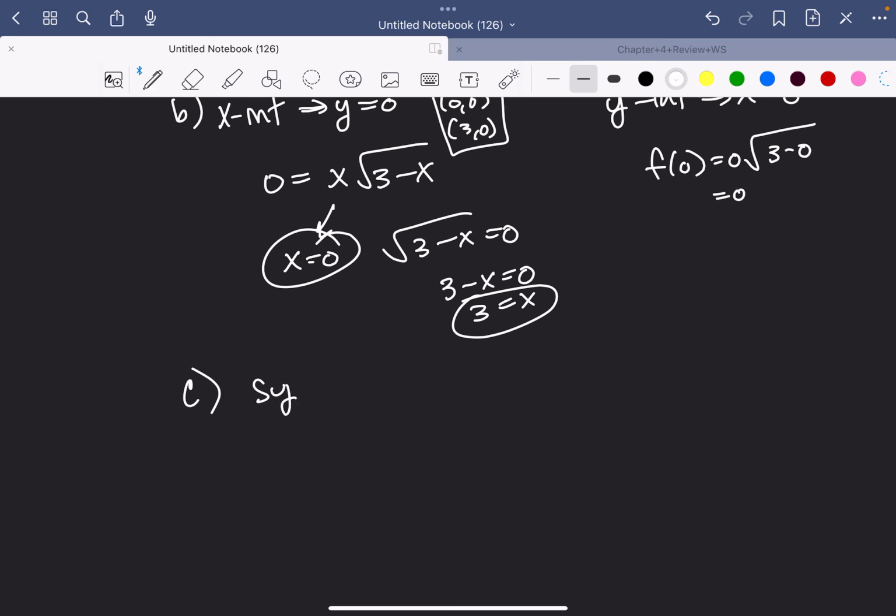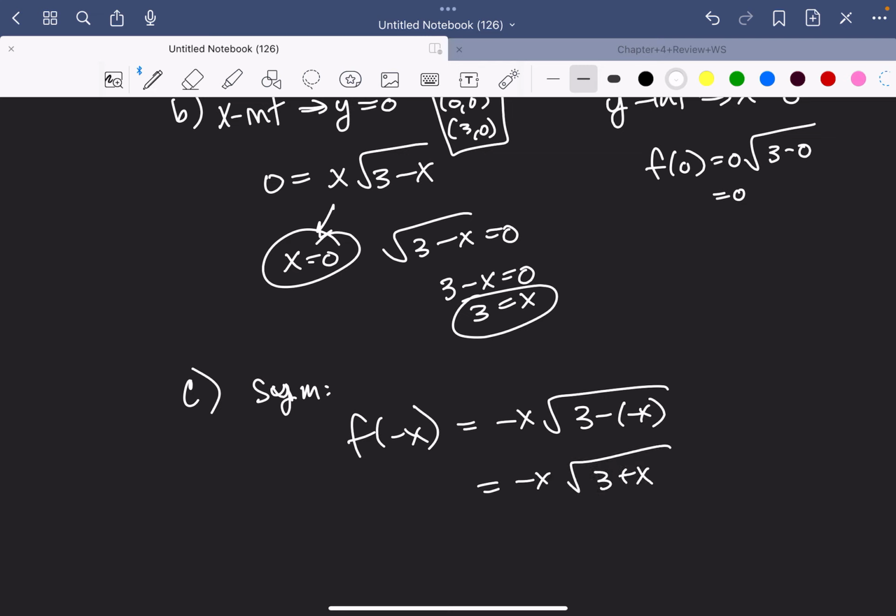All right. Then for C, we want symmetry. Again, we take f of negative x. And this time you get negative x times the square root of 3 minus negative x. So you get this, which notice does not equal the original, and it does not equal negative the original. So this means no symmetry.